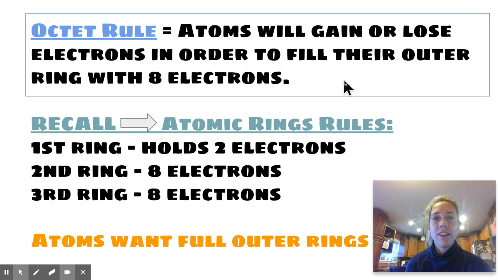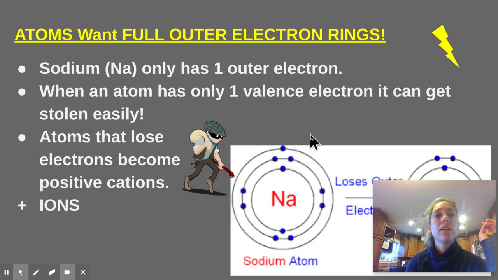We also learned about the octet rule last week. Atoms will gain or lose electrons in order to fill their outer ring with 8 electrons, and that makes them happy. So recall our atom ring rules. The first ring can hold up to 2 electrons, the second ring can hold up to 8 electrons, and the third ring can hold up to 8 electrons. And we know that atoms want full outer rings.